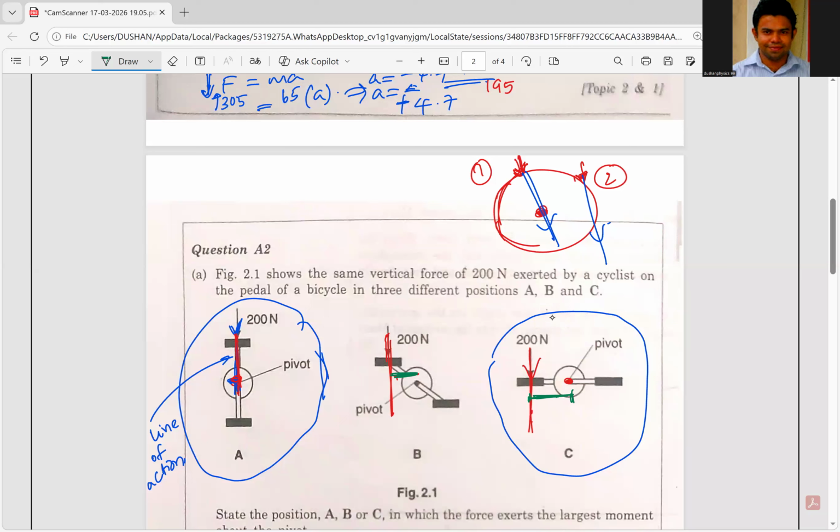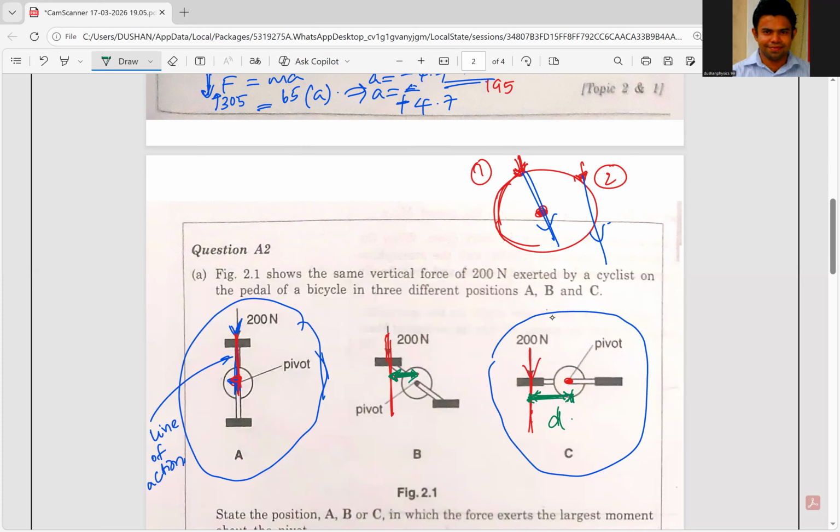BOC. C has the larger distance, son. So when the bicycle pedal is horizontal, it's easy to accelerate the bicycle because the moment is high, because the distance is high. The moment is less in other positions.